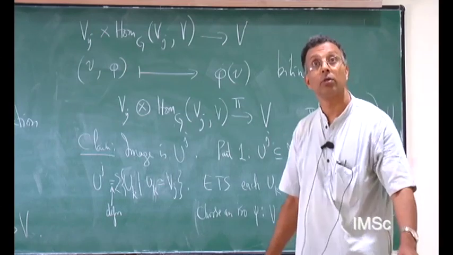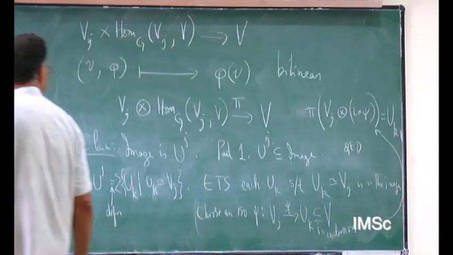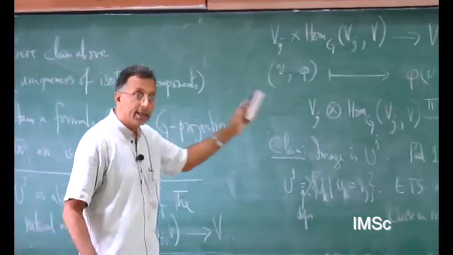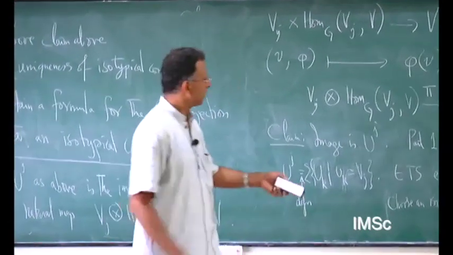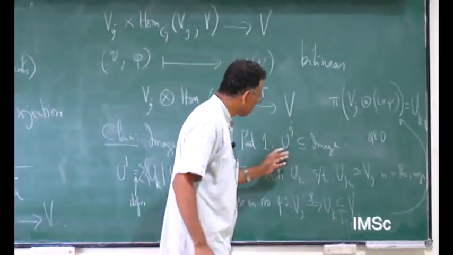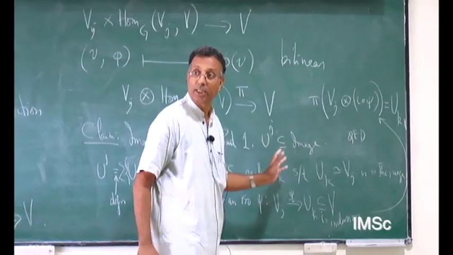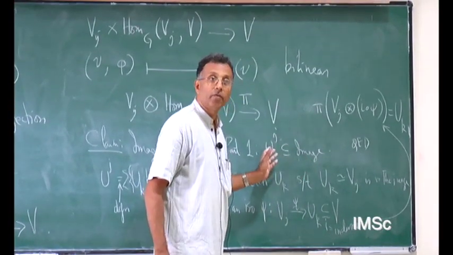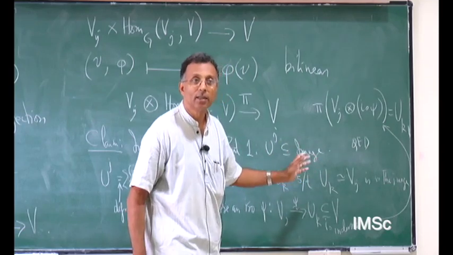Now for part 2, and I'll finish with that, the image is contained in U^j. I want to prove U upper j equals the image. We have shown that U^j is contained in the image. Now we will show that the image is contained in U upper J.